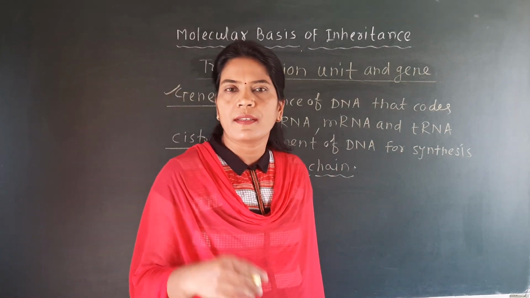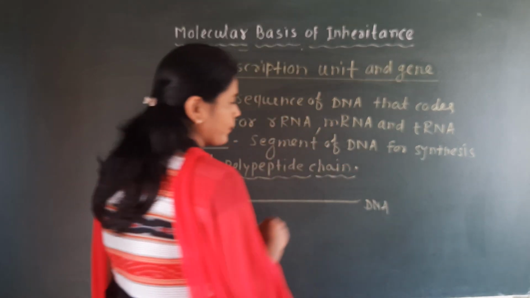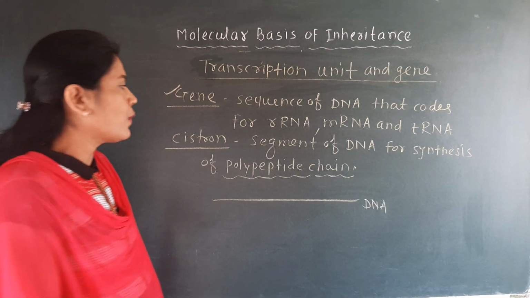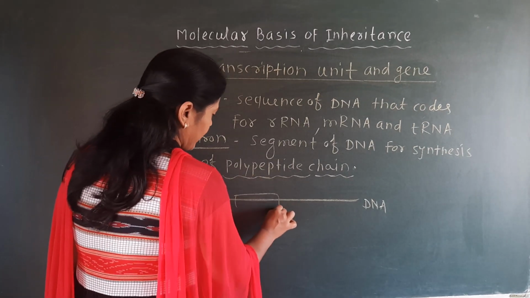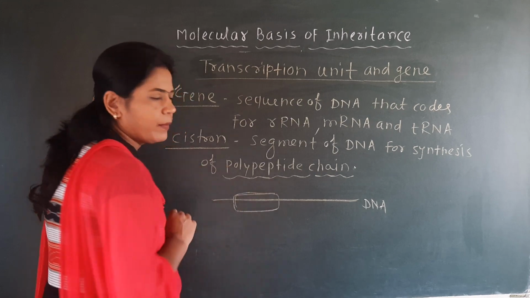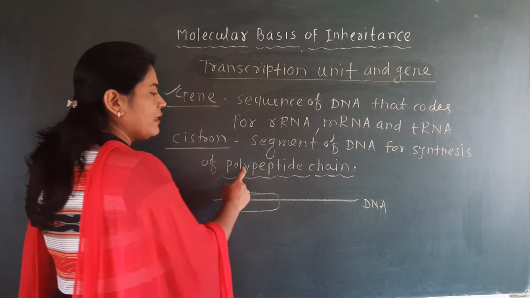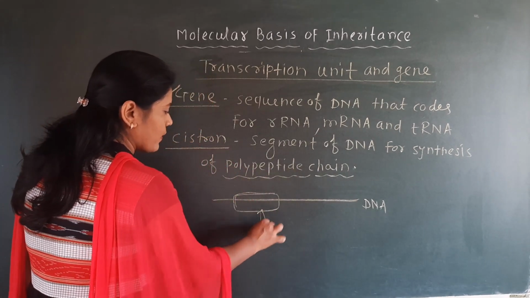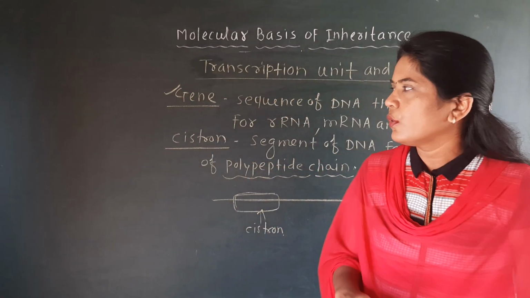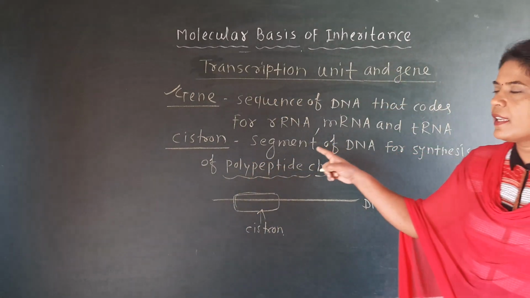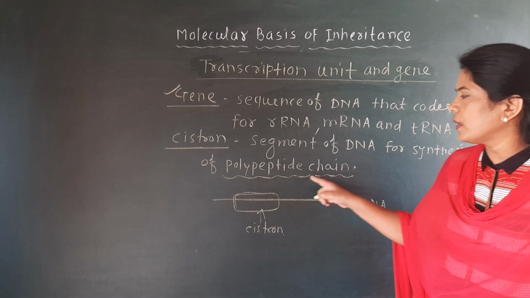See here, if this is the diagram of the DNA, not the whole DNA is involved in the synthesis of polypeptide chain. There is some small fragment. Suppose this is a small fragment of this DNA. This small fragment of DNA is involved in the synthesis of polypeptide chain. So this small segment will be a cistron. So what is the definition of cistron? Segment of DNA for synthesis of polypeptide chain.